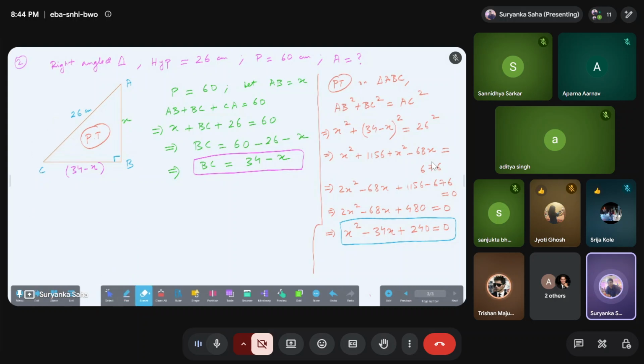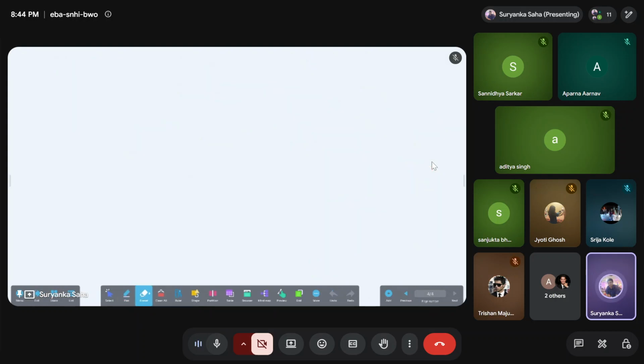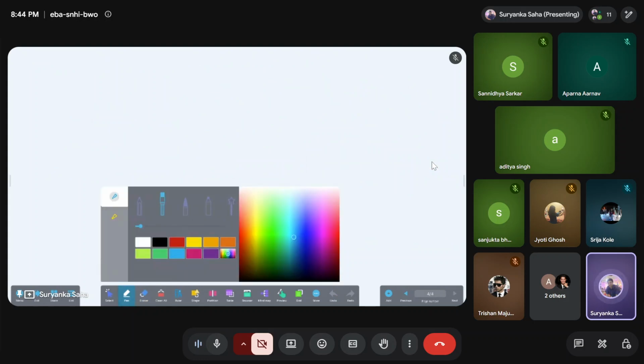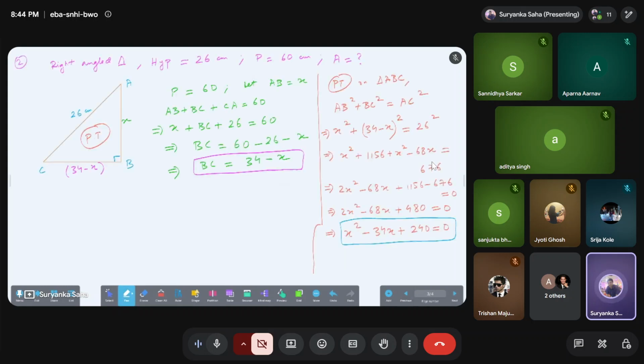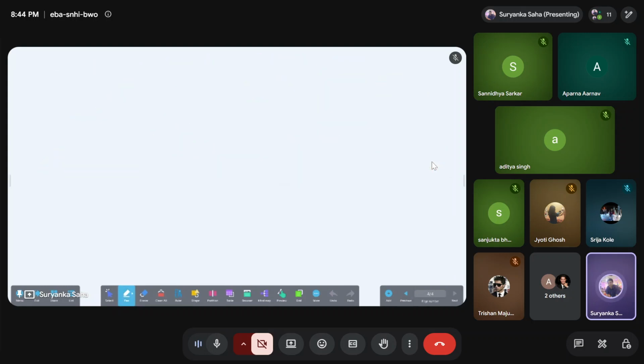And do you remember, students, that trick that I taught you the last class to handle a big middle term? So let me write it again here. x square minus 34x plus 240 equal to 0. So how to do it?